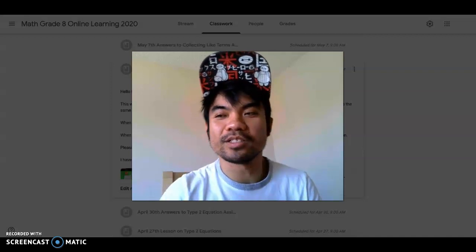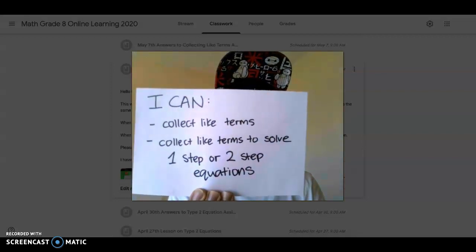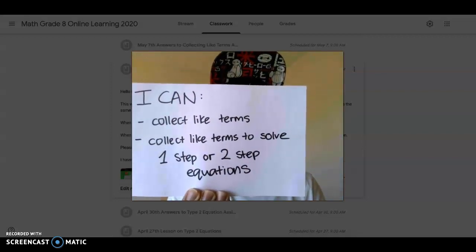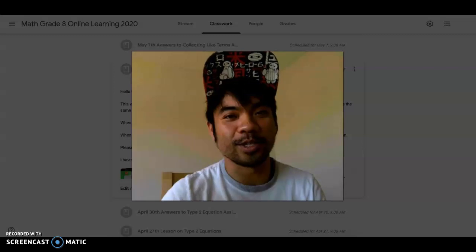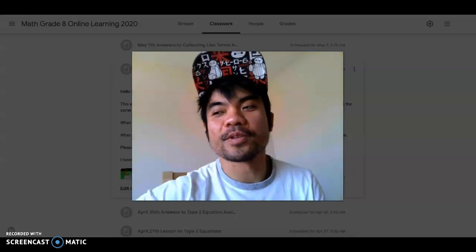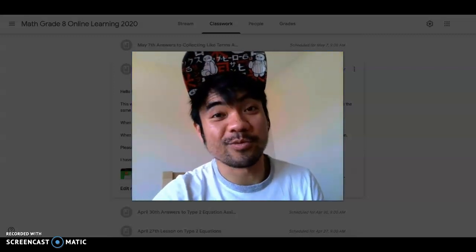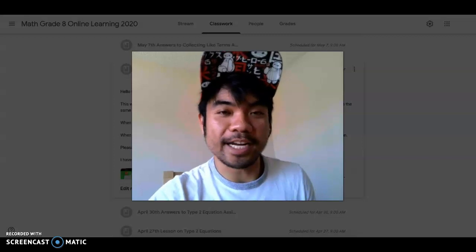Today we are going to collect like terms and use collecting like terms to solve one-step or two-step equations. Okay, so what does collect like terms mean? It's really simple. I'm just going to show you an example right now.